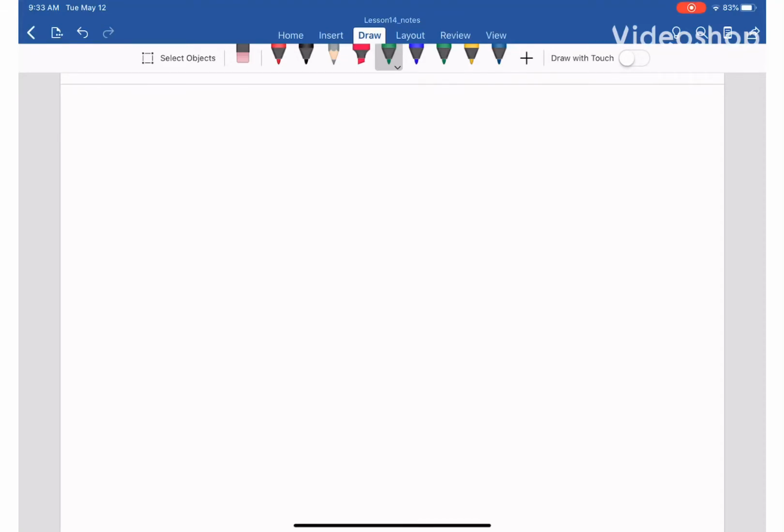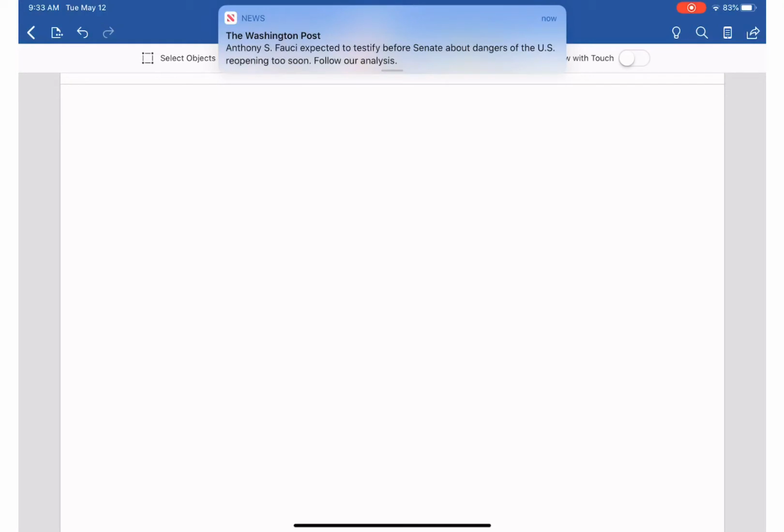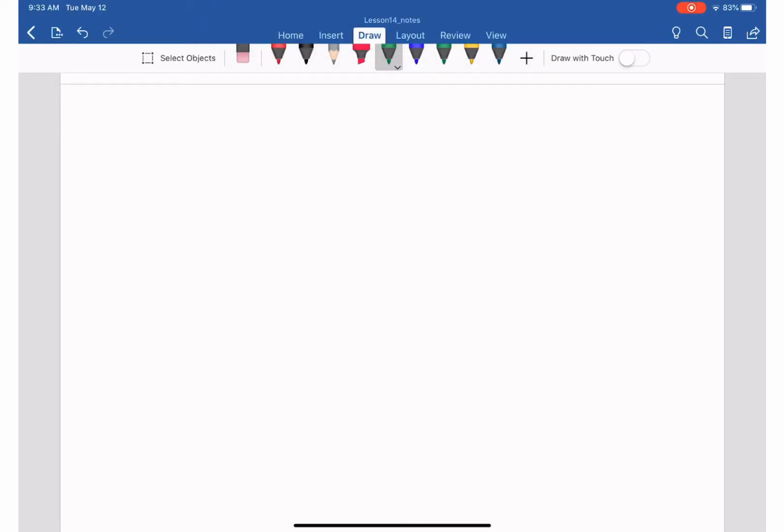Another thin-walled pressure vessel that we want to investigate is the spherical tank. So let's write down: spherical thin-walled pressure vessel.